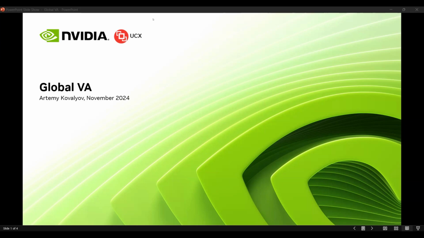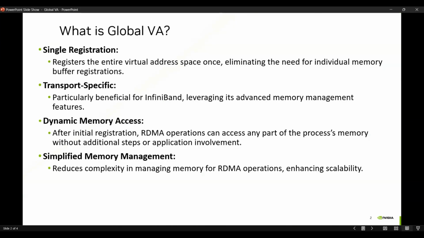So here we're talking about another feature. Its name is actually, we call it global VA, which probably should be global virtual address space memory region.